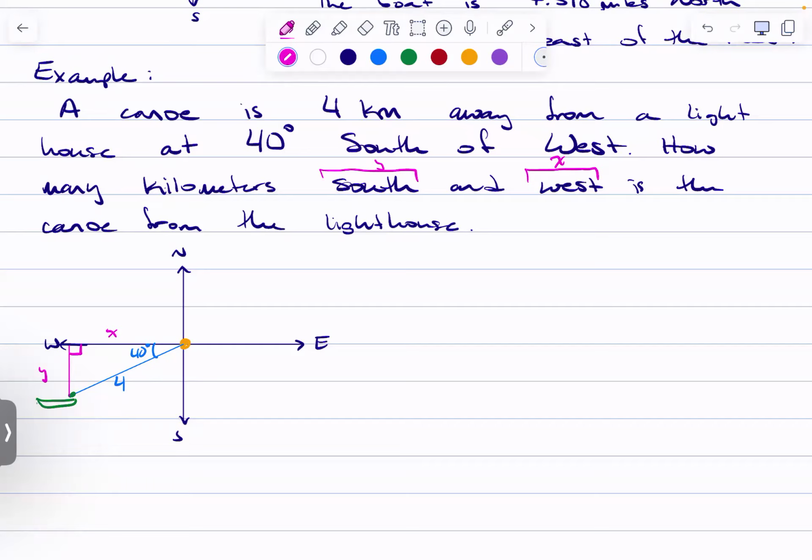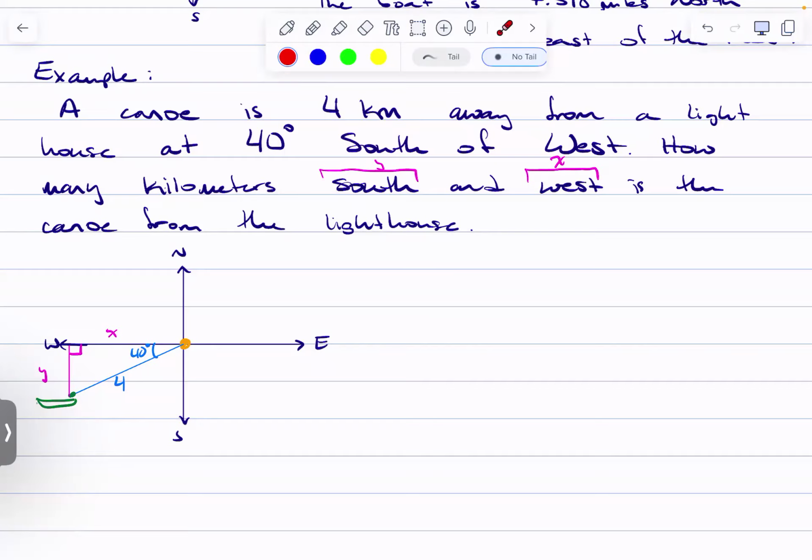Now, if you prefer, you can ignore the negatives. As long as you see the triangle with the 40 degrees here, and you've got your x here and your y here, then it's the same problem as what we had. It's just in a different quadrant.